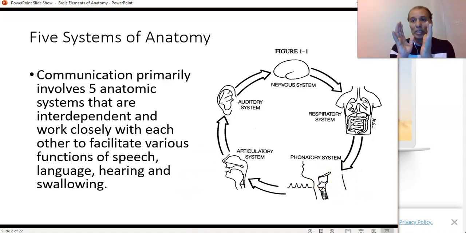The respiratory system enables you to have the air supply that will generate the vibration in the larynx to give you phonation, or to give you voice. Now you have the voice from the larynx, from the vocal folds. That voice basically is not speech. It's just a sound, a buzz.